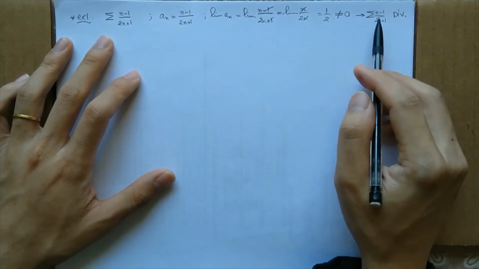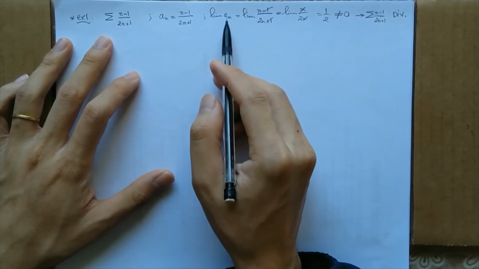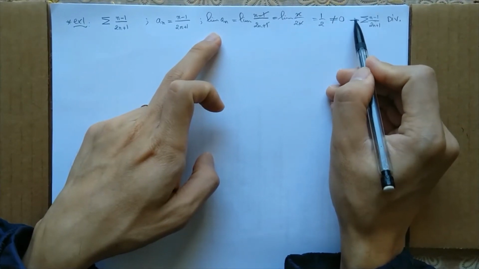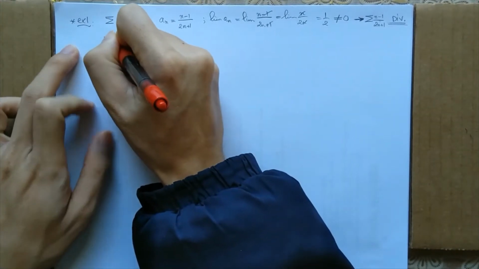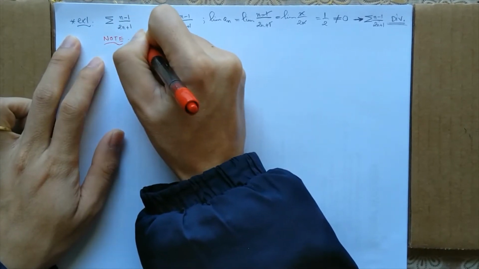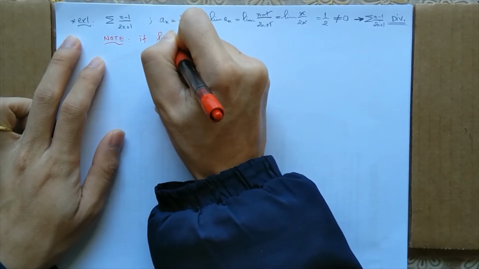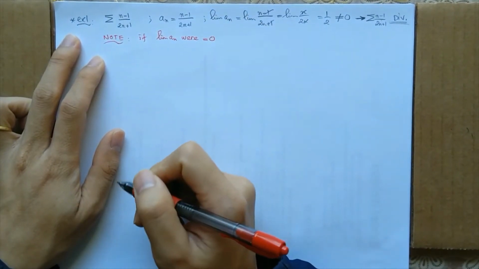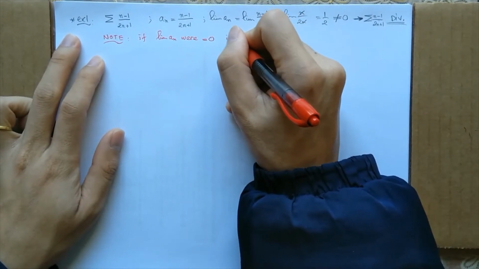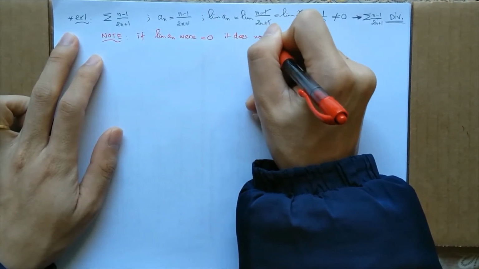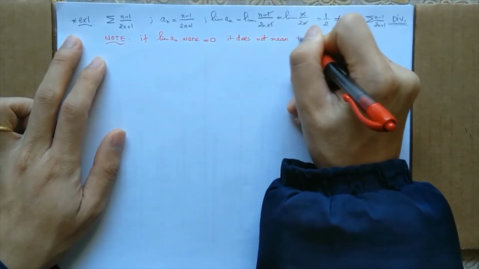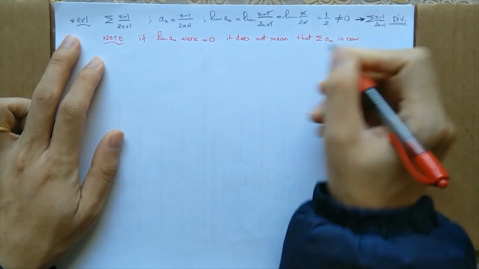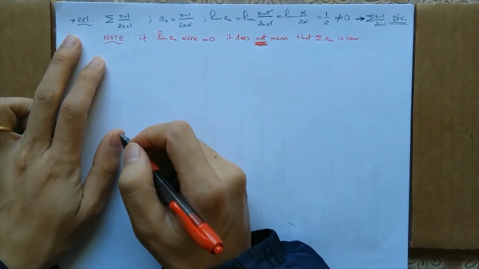So you see that if you test the general term right away, it's very simple to compute, and you get the divergence almost instantly. Right, so note here: if the limit of the general term were equal to 0, it does not mean that sigma an is convergent.